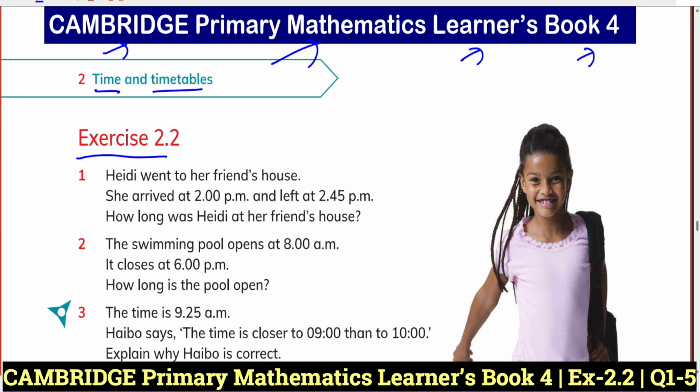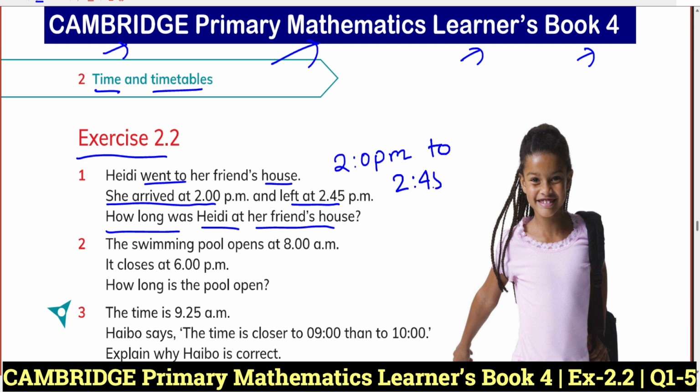First question. Hidi went to her friend's house. She arrived at 2 p.m. and left at 2:45 p.m. How long was Hidi at her friend's house? So 2 p.m. to 2:45 p.m. It means she stayed 45 minutes.